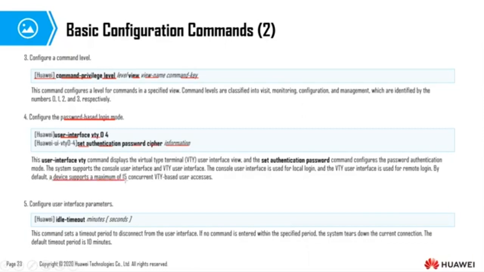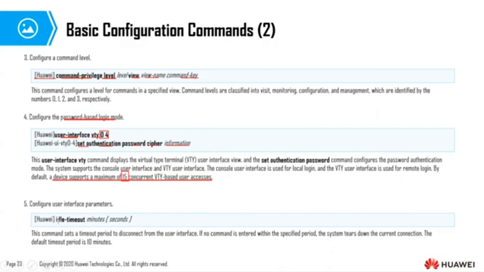As I said earlier, a device supports a maximum of 15 concurrent VTY-based user accesses. Maximum is 15. But when you do this, we're just creating 0 to 4. We're just creating 5. But you can, for example, say 0 to 14, so that you have a maximum of 15 that is allowed.